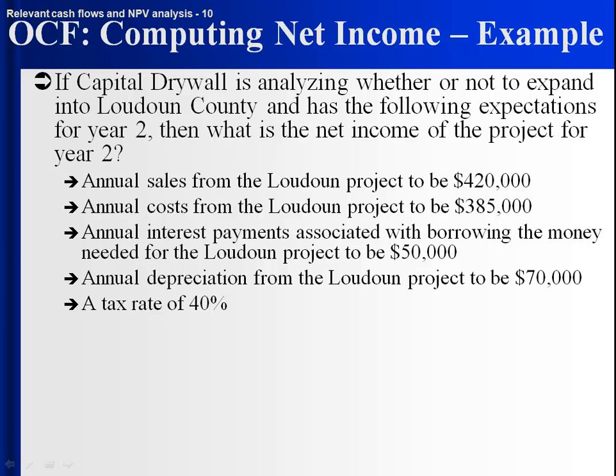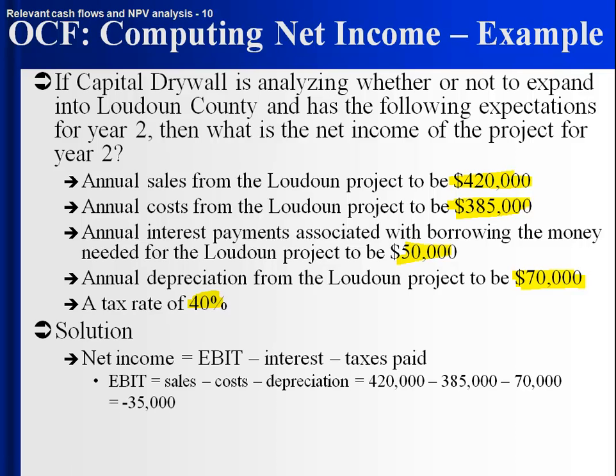How about year 2? Year 2, sales of 420, but big bonus to one of the managers, so they expect costs of $385,000. $50,000 interest payment, depreciation of 70, taxes of 40. So what's taxable income? Sales minus cost minus depreciation. Sales of 420, costs of 385, and depreciation of 70. EBIT is negative 35,000. Costs and depreciation are larger than sales, so therefore taxable income is negative.